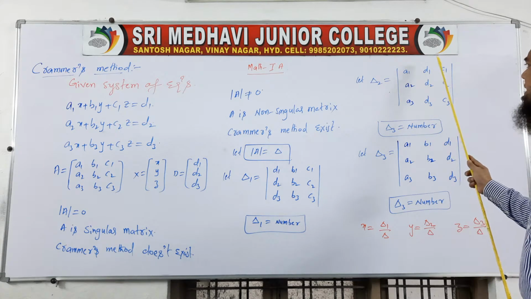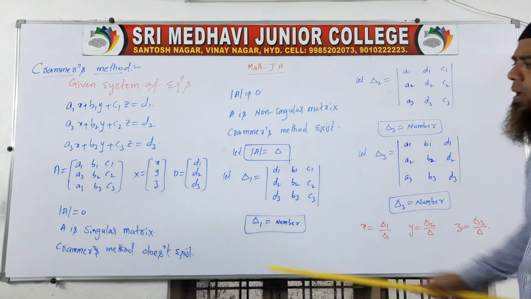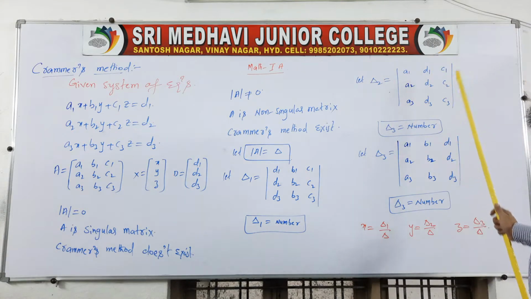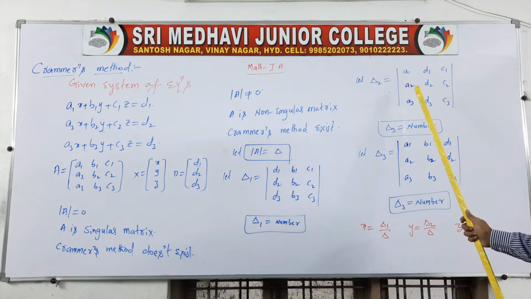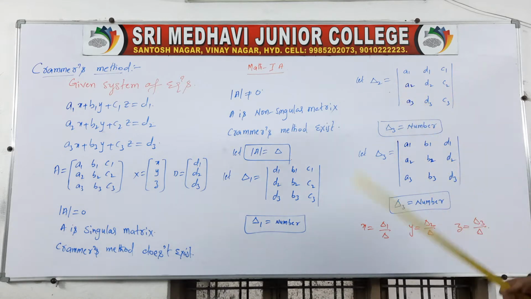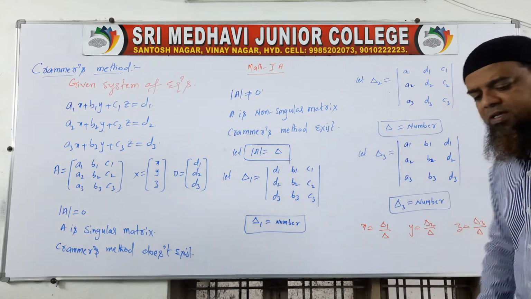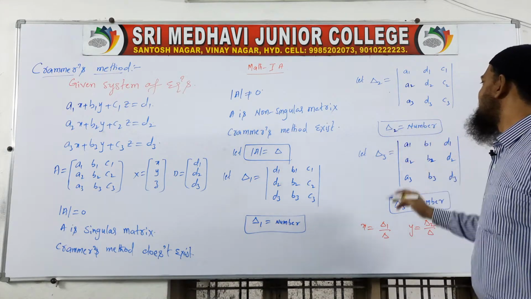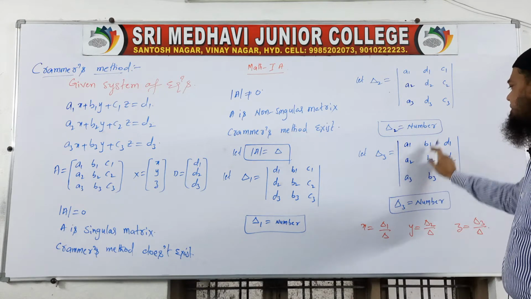Now where we have D1, D2, D3, in the middle column, the second column, in place of B1, B2, B3, I am writing D1, D2, D3, that is called delta 2. When you calculate the determinant, you will get again some number, that is delta 2, not delta 3. Delta 2 is equal to a number. Then let delta 3 be equal to, this is as it is.